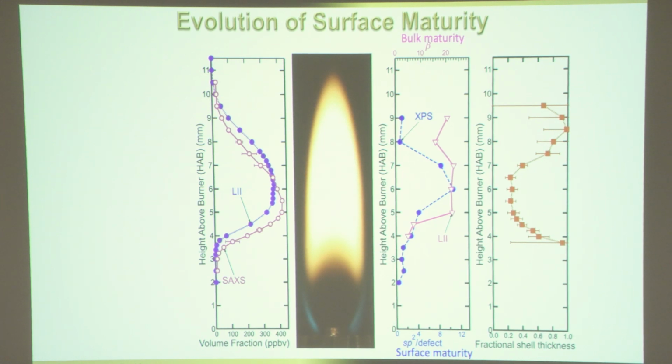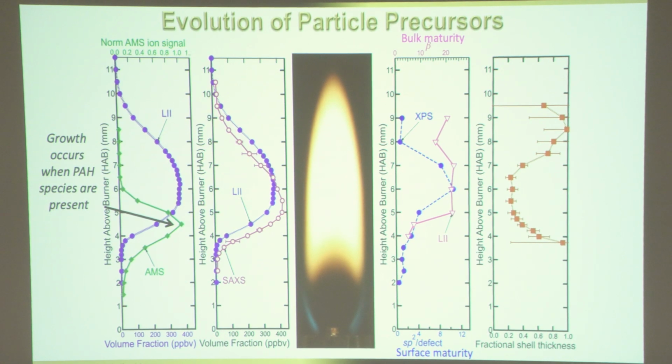Okay, come on. And then growth of the particles. So this is where we see all these species in our aerosol mass spec is down low in the flame where we see growth of the particles, okay?